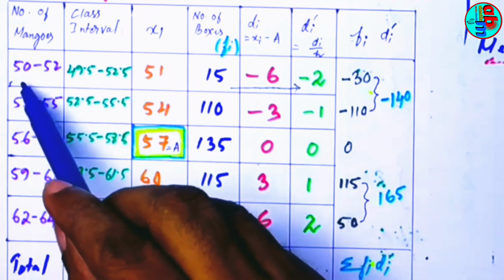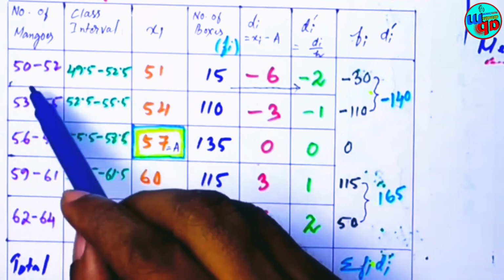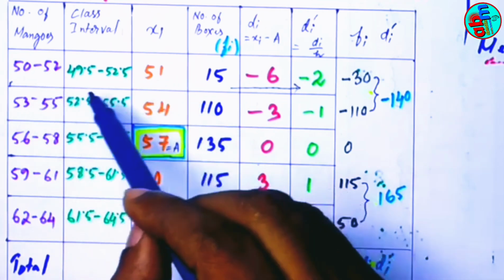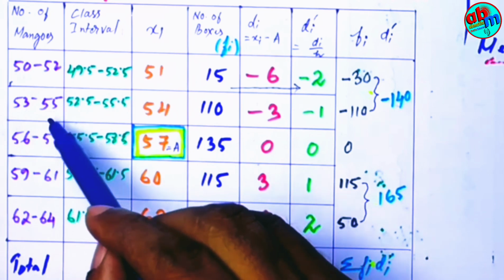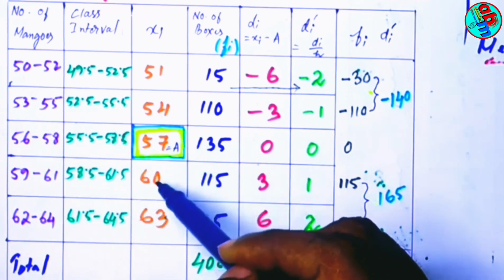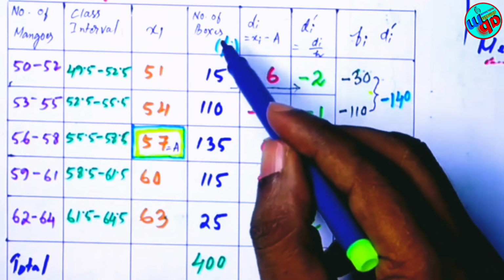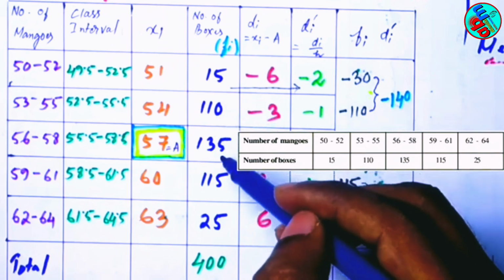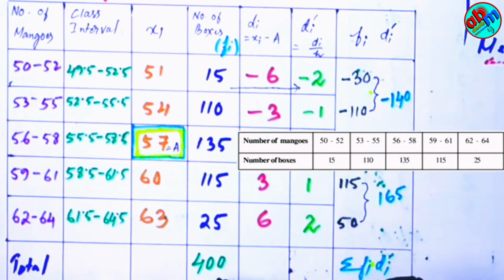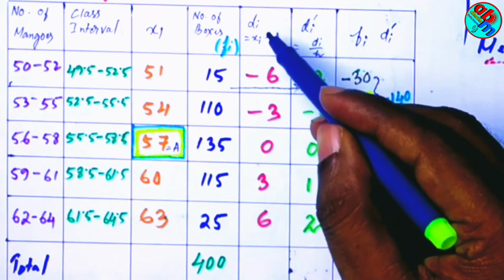So we added these two and divided by 2 and we got the xi values 51, 54, 57, 60, 63. The number of boxes given, fi, is 15, 110, 135, 115, 25, which totals 400. So we took out di, which is xi minus a.